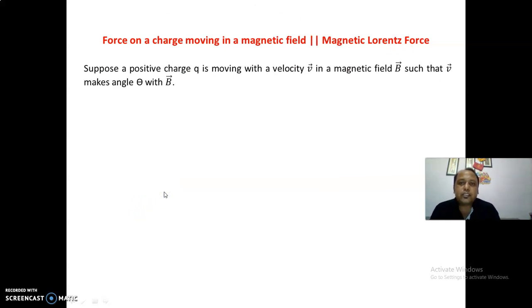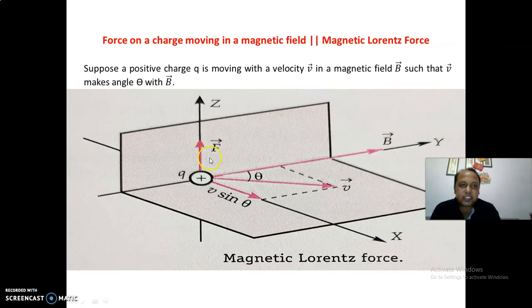Suppose we have a positive charge Q which is moving with velocity v in a magnetic field B such that v, that is the velocity vector, makes an angle theta with the magnetic field B. See this diagram. You can see here the positive charge Q is acted upon by a magnetic field. You can just follow the cursor, I am showing it here. So this is the direction of magnetic field. Then velocity is acting in this direction, as you can see here. So it makes an angle theta with the magnetic field.